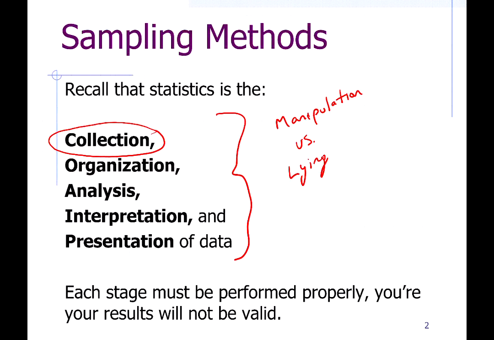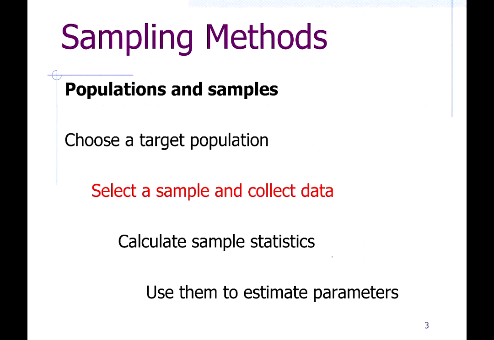Okay, so let's move on with the notes. We're talking about the collection of data. Each stage must be performed properly or your results will not be valid. So we want to always think about collecting data in the proper way. We choose a target population. You want to know something, you want to characterize that population. So what you want is a value for the population parameter, which we almost never are able to determine because populations are usually very, very large.